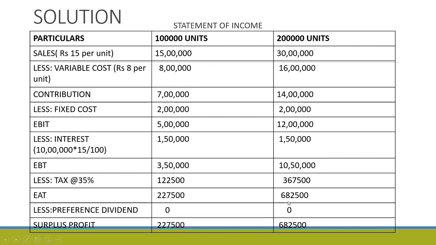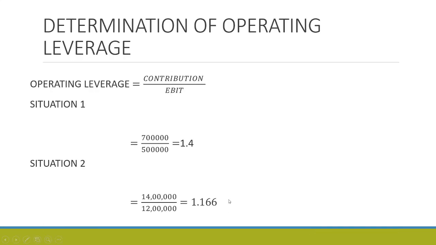So earnings after tax is equal to 6,82,500. There is no preference capital, so preference dividend is equal to 0. The earnings after tax itself becomes the surplus profit or earnings available to the equity shareholders. Now, first we will calculate the operating leverage. Operating leverage is equal to contribution divided by earnings before interest and taxes, EBIT. So in situation 1, when the number of units sold is 1 lakh units, the operating leverage is equal to 7 lakhs divided by 5 lakh, which is equal to 1.4.